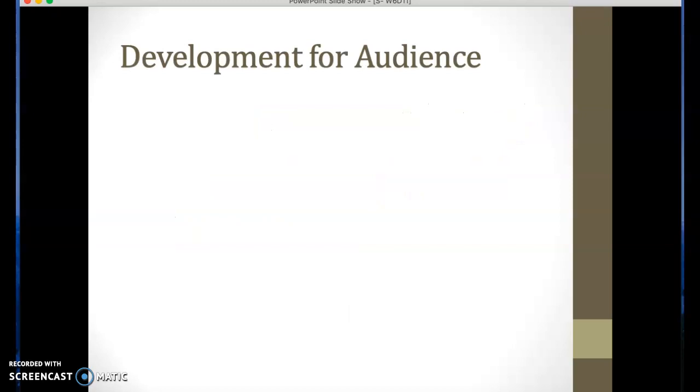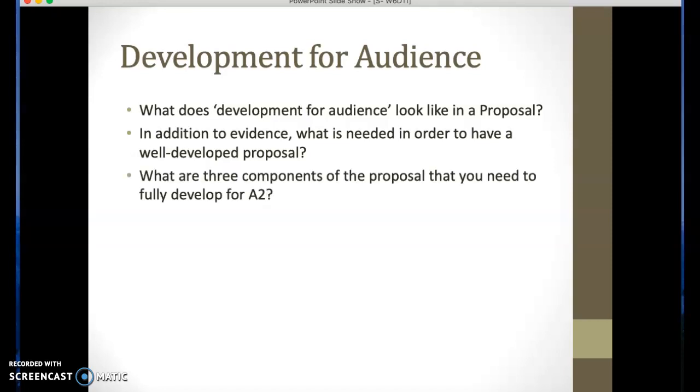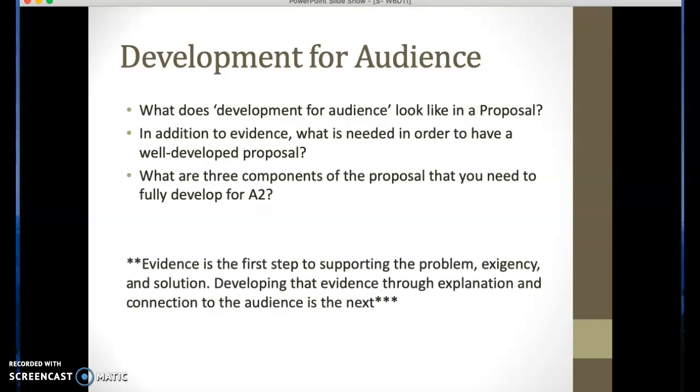So one of the criteria on your A2 requirements sheet is development for audience. Now, what does that look like in a proposal? And in addition to evidence, what else is needed in order to have a well-developed proposal? And what are 3 components of the proposal that you need to fully develop for A2? So evidence is actually the first step to supporting the problem that you've identified in your paper. The exigency, which we talked about last week, means the urgency of this problem and the solution.